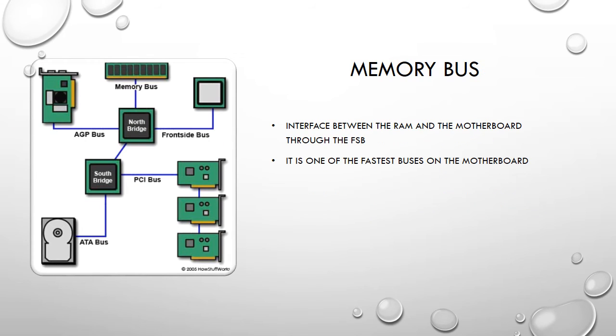Our next bus is our memory bus. So the memory bus is also going to be pretty fast. That's going to be between your north bridge and your RAM. If your front side bus is slower, or your memory bus is slower than your RAM, then it slows you down. That memory bus is going to define how fast your RAM can be. You can't have RAM that is faster than your memory bus, because it's not going to do any good, obviously.